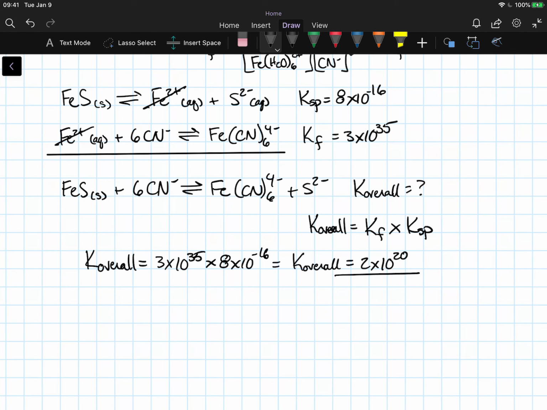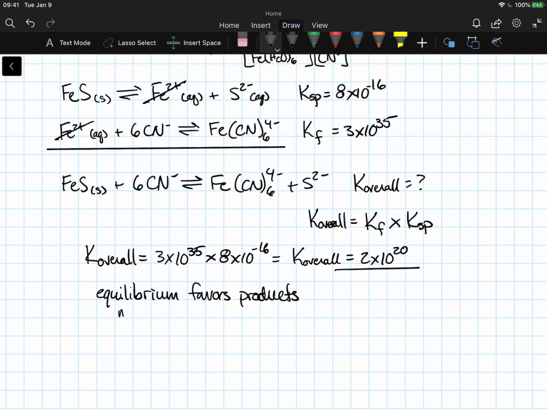So we would say that this equilibrium heavily favors the products. Essentially, it goes to completion, and we've made the iron sulfide much more soluble, using a formation reaction, which is very favorable.